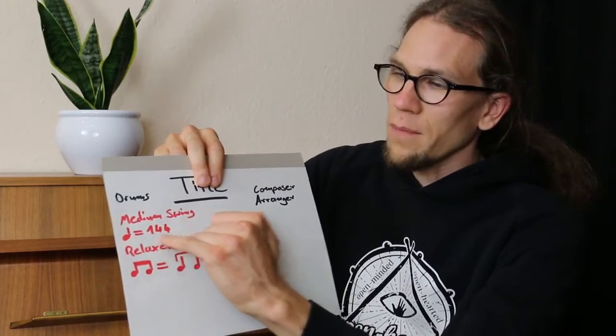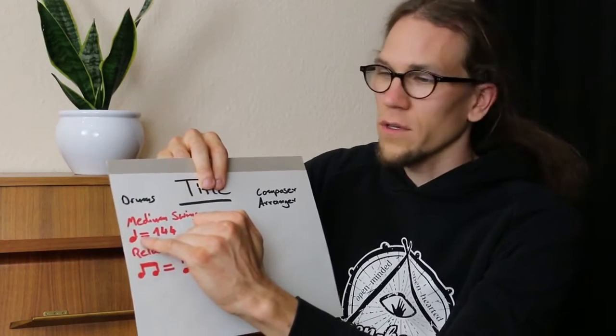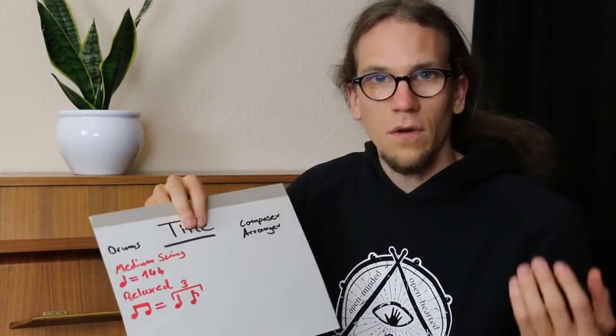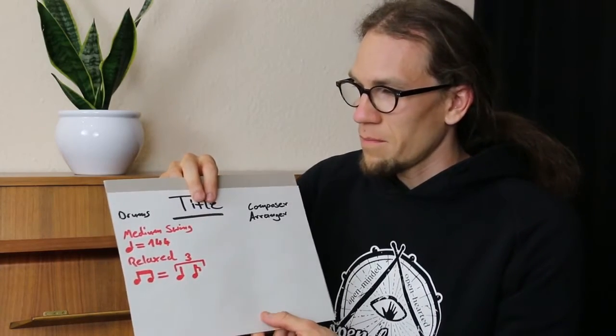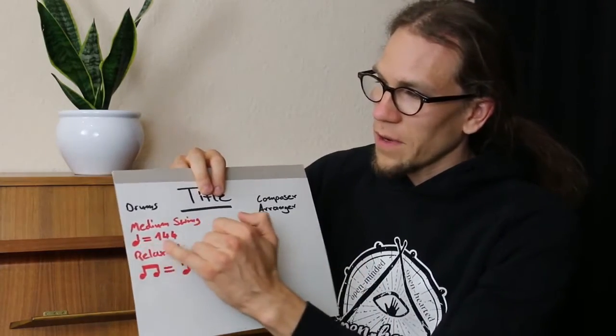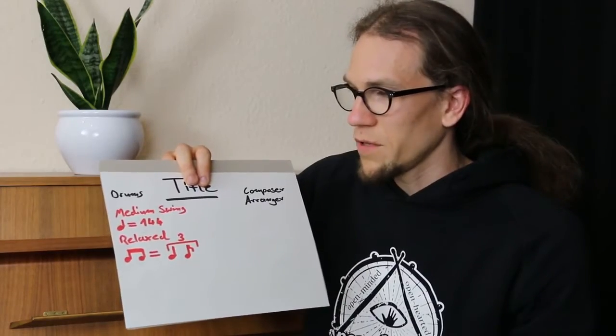Then you have the tempo instruction. So quarter note equals 144. So the quarter note is your main pulse, your main metric. And this is played in 144 beats per minute.